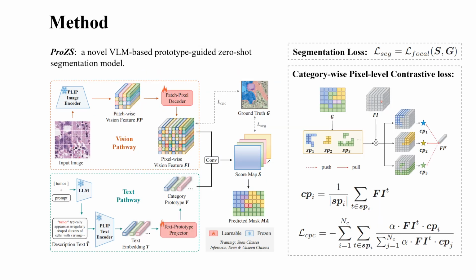ProZS integrates the pre-trained pathology visual language model with prototype learning for zero-shot segmentation on pathology images. It comprises a vision pathway for extracting visual features and a text pathway for encoding semantic information to guide segmentation. We use focal loss as the segmentation loss. To enhance the discriminability of the pixel-level features, we introduce a category-wise pixel-level contrastive loss to learn pixel-level representations across different categories. Next, we introduce our active learning selection strategy, designed to optimize sample selection for seen classes while enhancing the generalization ability on both seen and unseen categories.